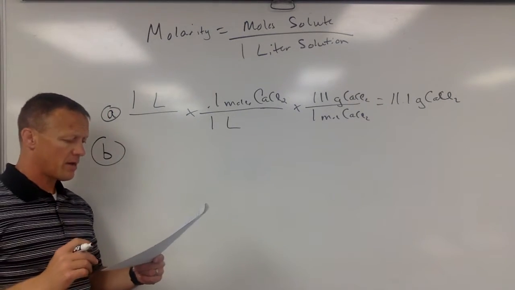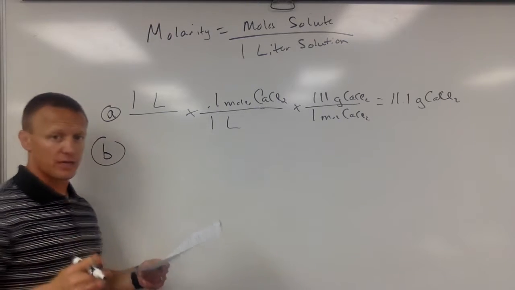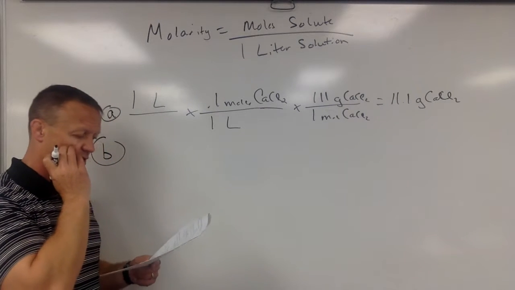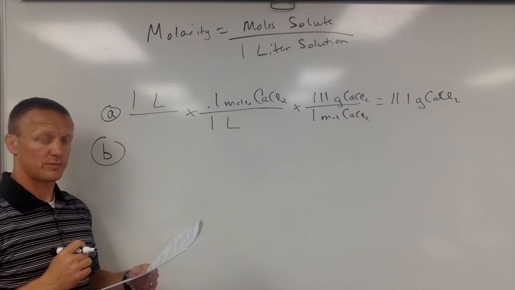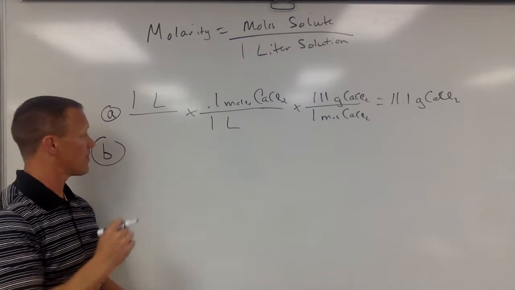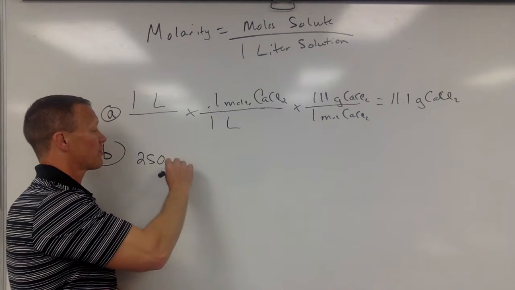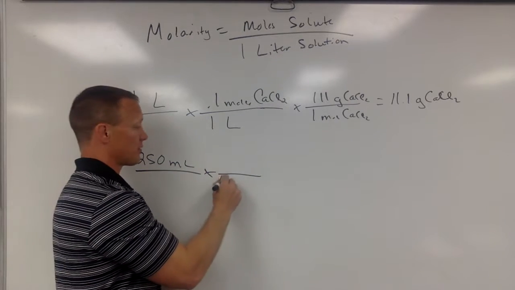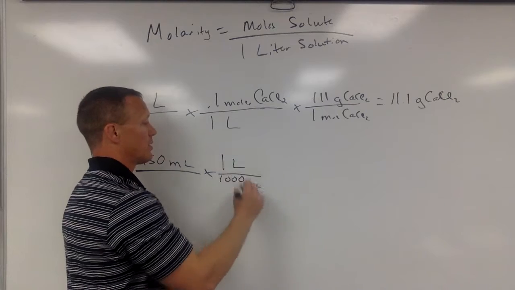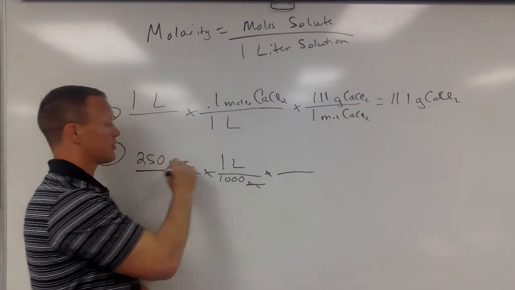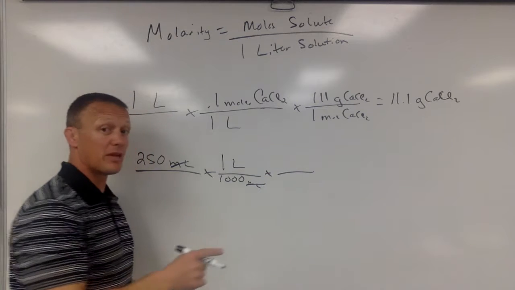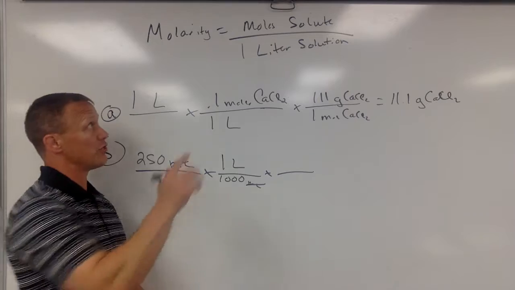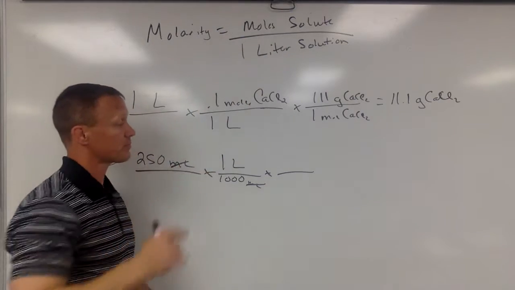Letter B on 15, how many grams of sodium hydroxide, so we're trying to get to grams again of sodium hydroxide, are in 250 milliliters of a 3 molar NaOH solution. So I'm going to start with the 250 milliliters. Again, I don't ever start with the molarity. I need to get that into liters because molarity is per liter. So I have to say that there's 1,000 milliliters in a liter. That cancels there. Now I'm going to use my molarity. So my molarity gets me from liters to moles or moles to liters. Again, your molarity gets you from liters to moles or moles to liters.